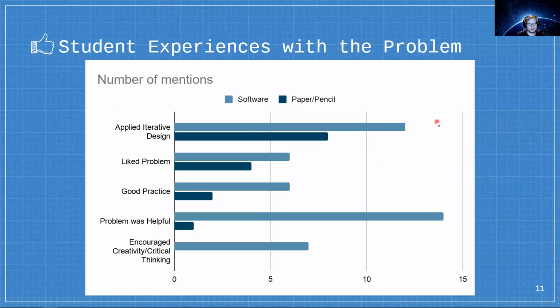As for the student experiences with the problem, overall, the students seemed to like the problem. They liked that it was different, and they felt it was helpful. But we noted that the students in the software group mentioned that they applied iterative design more, and that the problem encouraged their creativity and critical thinking more than the paper and pencil group mentioned. We think that this was due to the fact that the students in the software group had immediate feedback, whereas students in the paper and pencil group didn't receive any feedback until they submitted the problem.